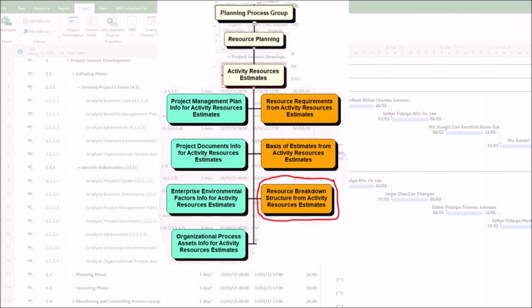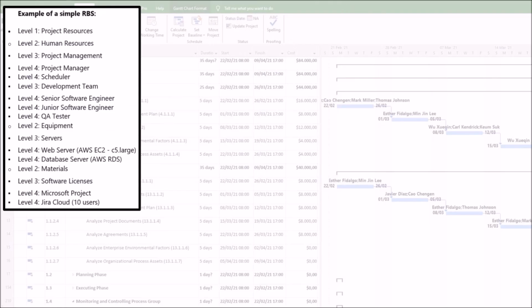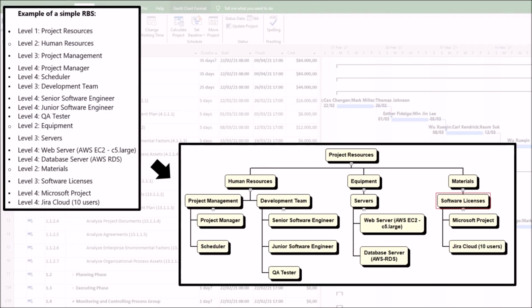But the important question now is, what is a resource breakdown structure? A resource breakdown structure is a hierarchical chart that decomposes and categorizes all the resources, such as team, equipment, materials, and supplies, required by the project. It's similar in concept to a work breakdown structure, but for resources instead of work.